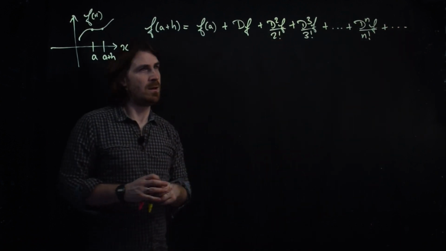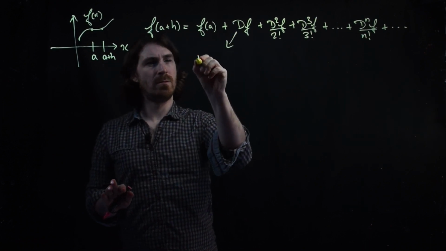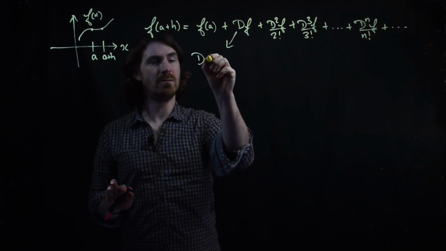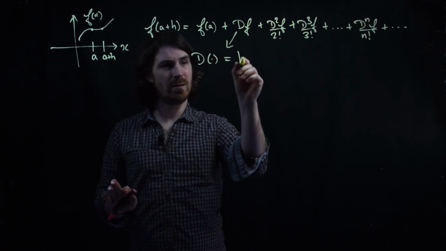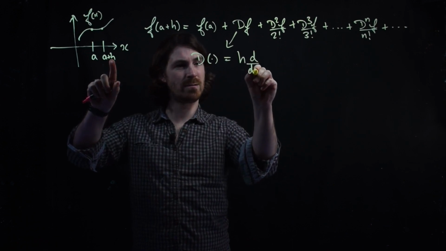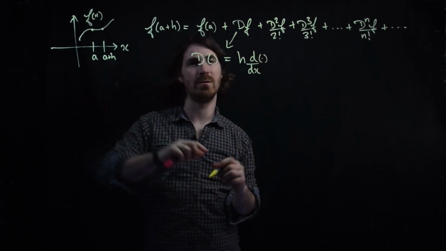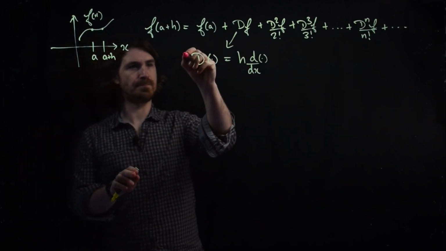And here d is a differential operator. It acts on something, and it was given by h, the step size, times d by dx. And it acts on something. Here it's acting on f.